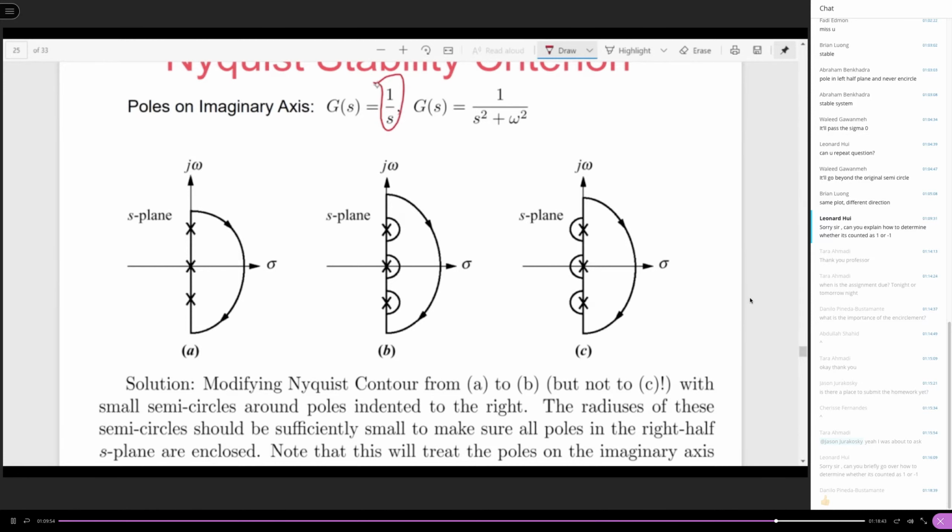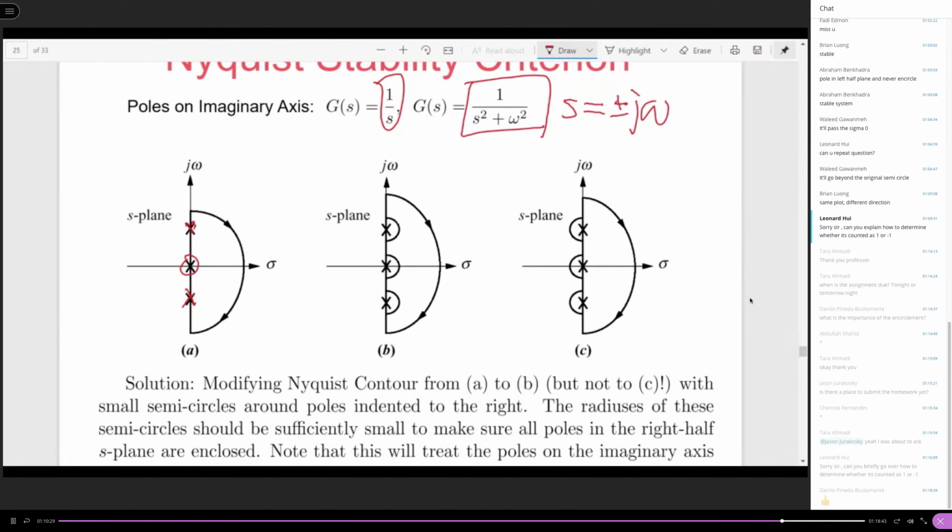For example, if you have a transfer function, this is the integrator, 1 over s. 1 over s has a pole at the origin. And with 1 over s squared plus omega squared, this one gives you poles at positive and negative j omega, right? So it's going to be here and both here and here, right? 2 poles. And all of these poles are on the imaginary axis, right? Imaginary axis.